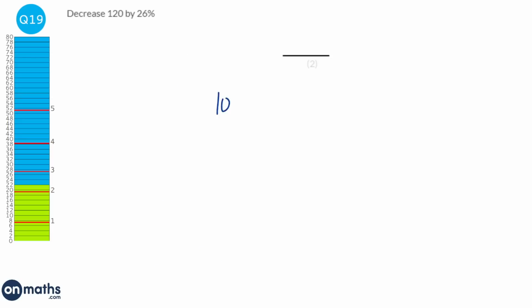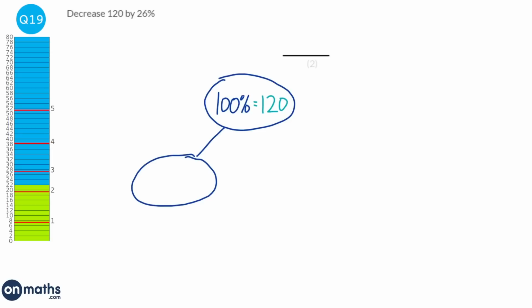So 100% of 120 is 120. And let's put that in a bubble. So we're going to split that bubble up to find out what 10% is. And to find 10%, all we need to do is divide it by 10. So divide 120 by 10, you get 12.